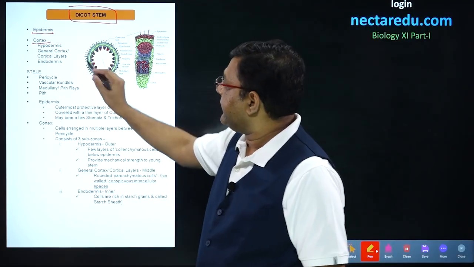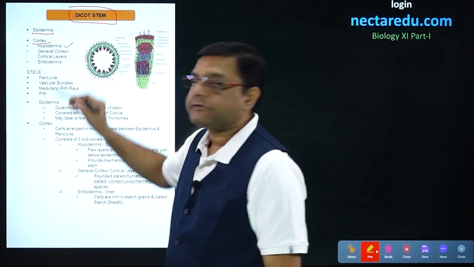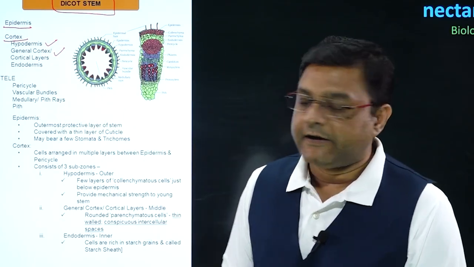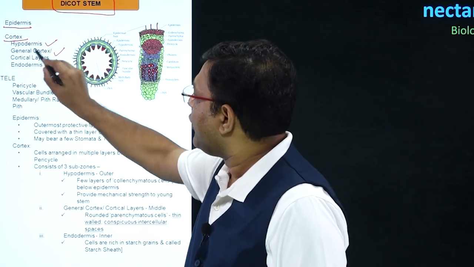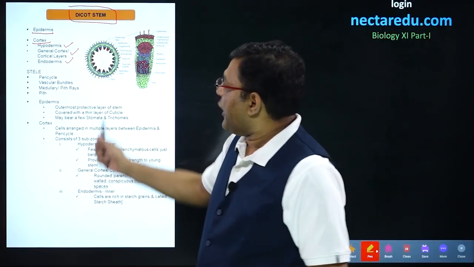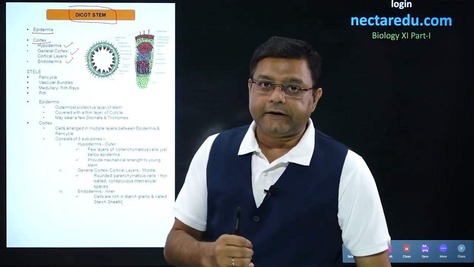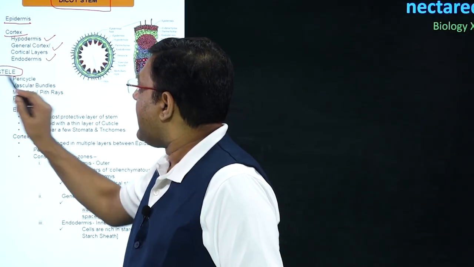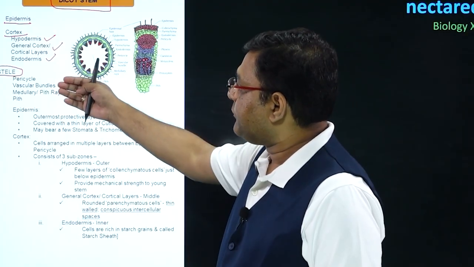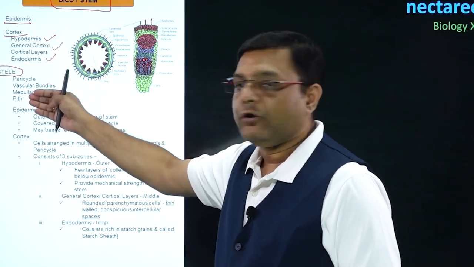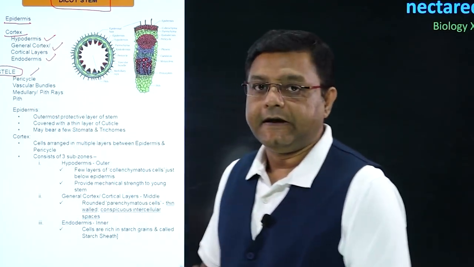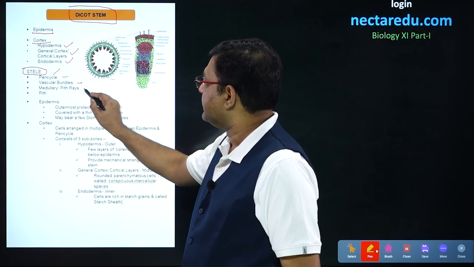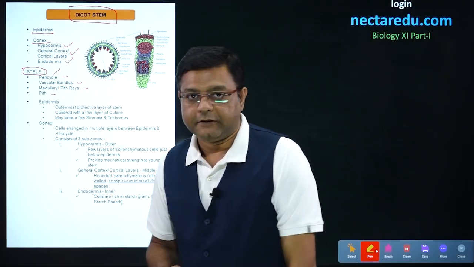This cortex is divided into three parts. The uppermost is hypodermis. Below hypodermis will be general cortex or cortical layers, and the lowermost layer of cortex will be endodermis. Now, below this epidermis and cortex, all the remaining parts that are present, we will call stele. So, all the portion that is present below endodermis will come into this stele, and different parts are pericycle. We will also study about vascular bundles, medullary or pith rays and pith.